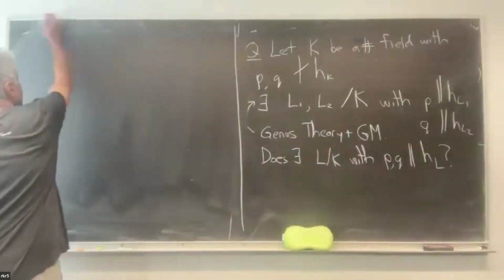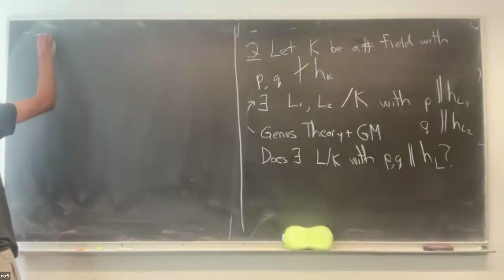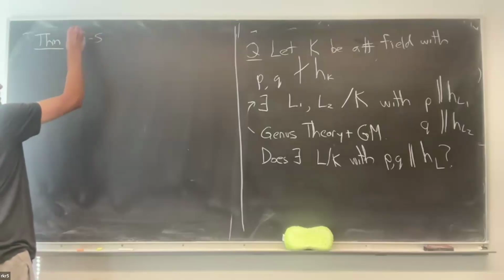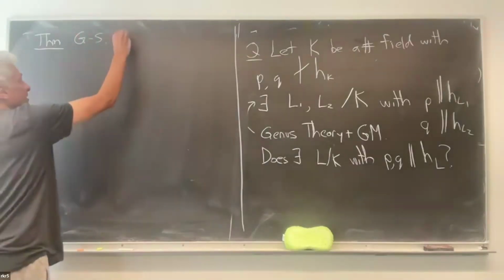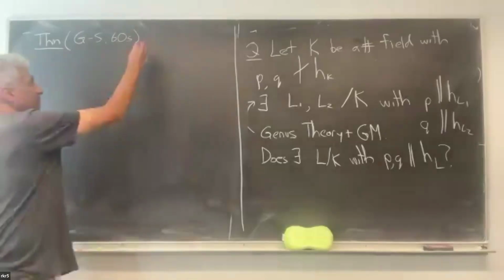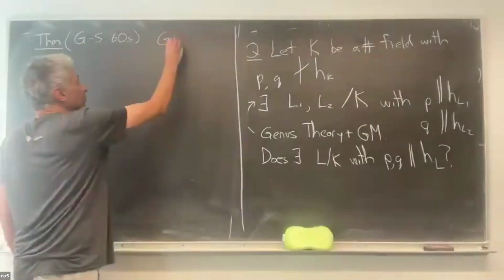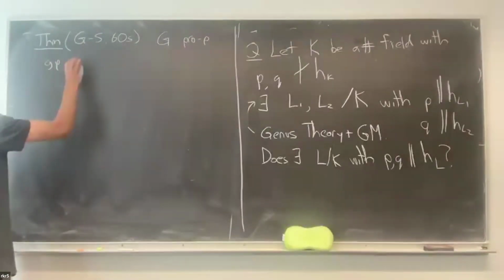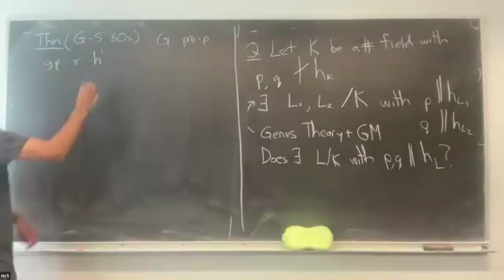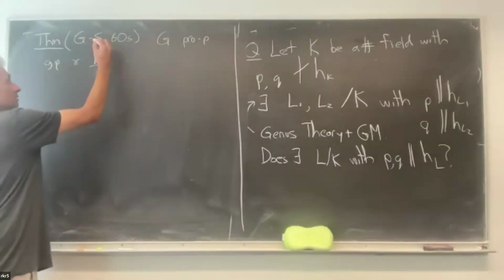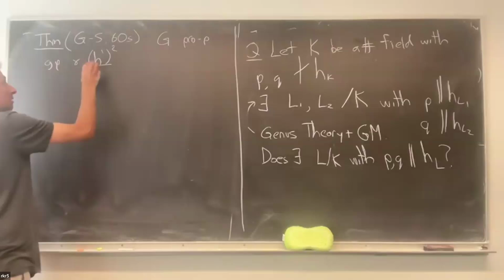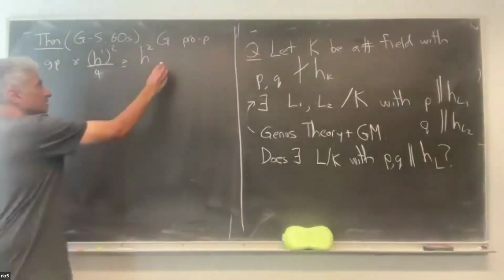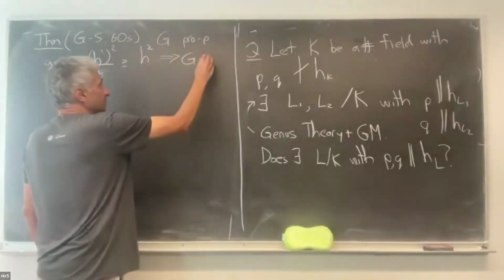Now, of course, there is the theorem of Golod-Shafarevich from the early 60s, I guess, which is that if G is a pro-p group, and h1, the number of generators, is bigger than or equal to h2, the number of relations, G is infinite.